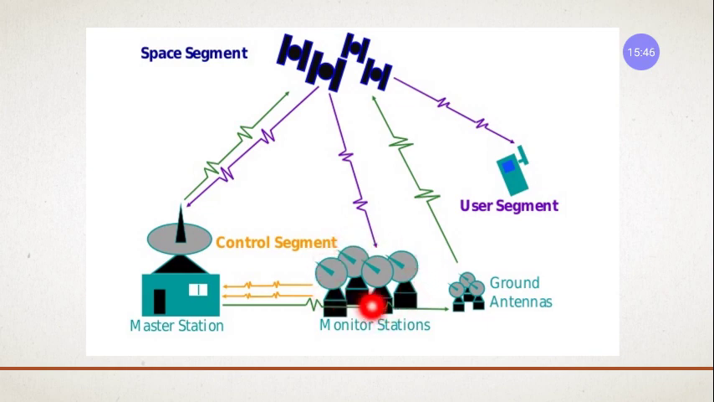These monitor stations will receive the signals and send them to the control segment, that is your master station. They will verify them, and if there are any defects or problems in the signals, they will send the corrected signals. They will do all the corrections that are required if there are any errors, right? And once it is corrected, the user can use that signal to find their location. That is how GPS works, right?